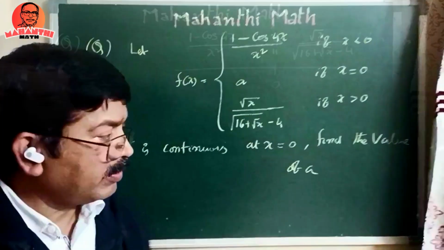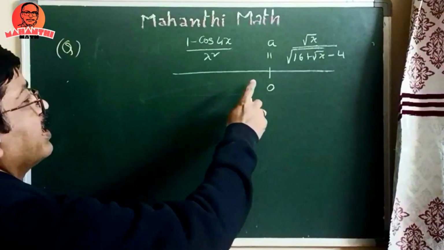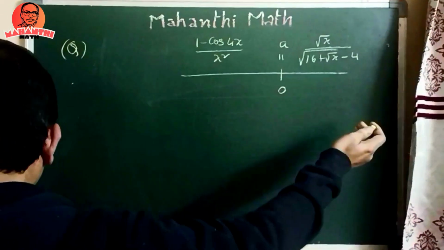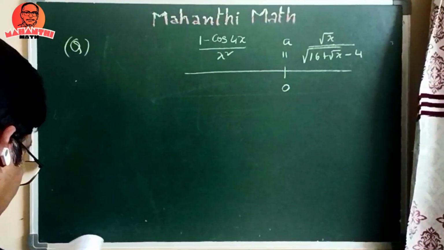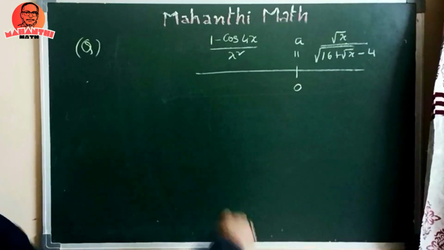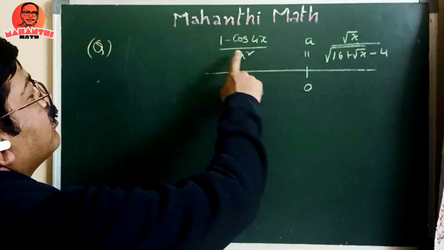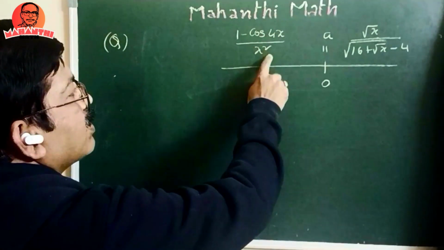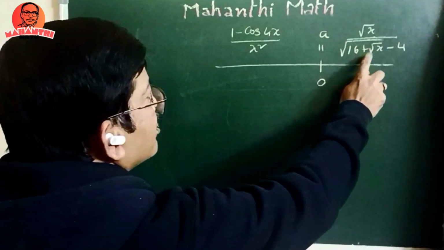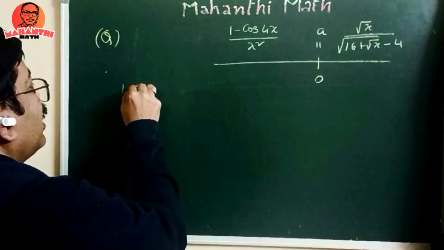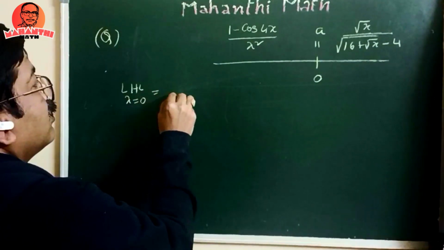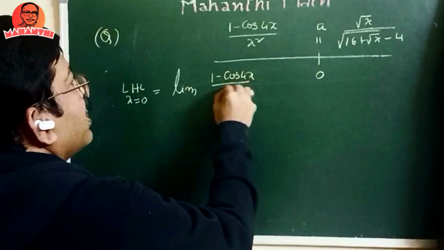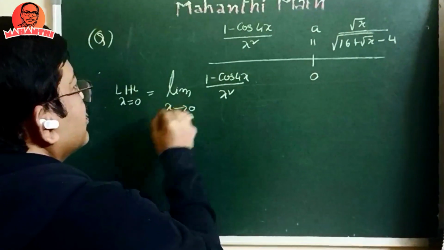Now you see that again you draw the number line, the breaking point is 0, this is left side of 0 and that is right side of 0. Left side, right side only. Okay. Now left side of 0, the function is (1 minus cos 4x) by x square, so this one we have to use for LHL, and this one you have to use for RHL. LHL at x equal to 0 equals limit of (1 minus cos 4x) by x square, x tends to 0.